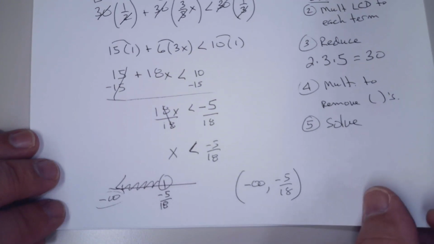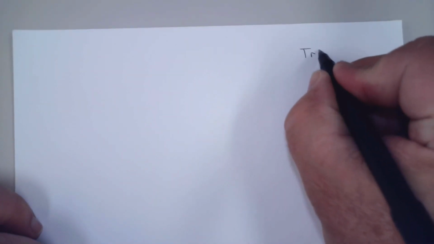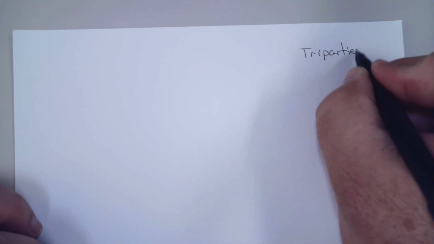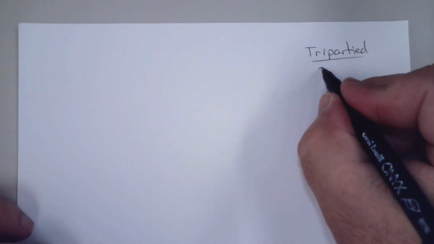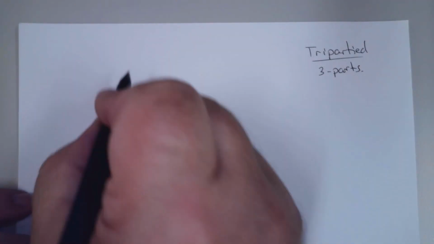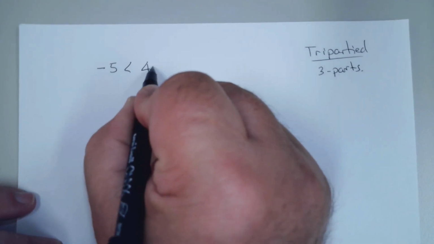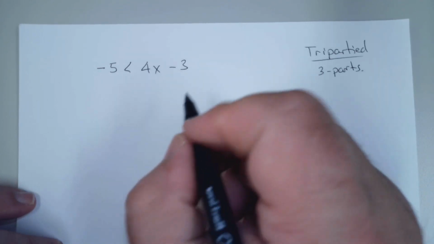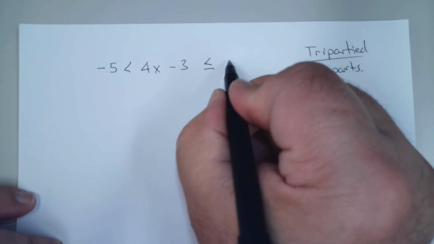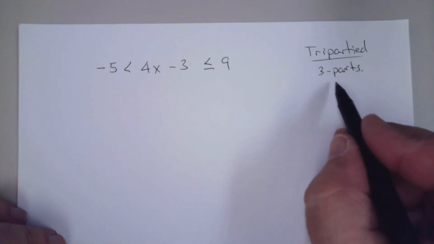All right, let's look at another one. We're going to keep doing a bunch of these. Here's another type. These are called tripartite. 3 parts. Negative 5 less than 4x minus 3 is less than or equal to 9. There are 3 parts. Hence the tripartite.